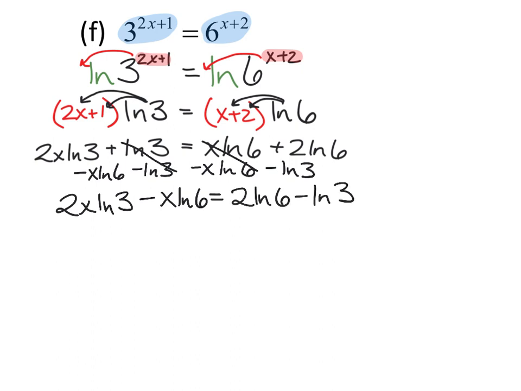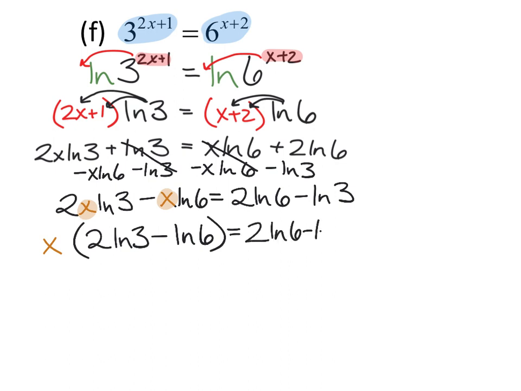So all of the x terms are on the left-hand side, and all of the non-x terms are on the right-hand side. I'm going to factor out the GCF, which if you notice, both of these terms right here have an x in them. So I'm going to factor that x out into the front of that binomial. So this would be 2 natural log of 3 left over, and just natural log of 6 left over, equal to 2 natural log of 6 minus natural log of 3.